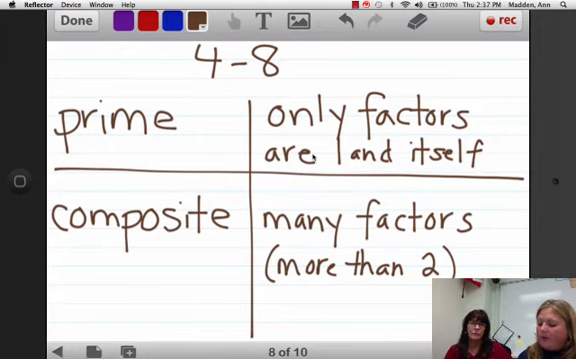Let's take out your notebooks, and we're going to add a couple notes. Mrs. Lamore is going to read them for you. As she reads them, make sure that you copy them down. Okay, prime, meaning only factors are 1 and itself. Composite numbers, they have many factors or more than 2.